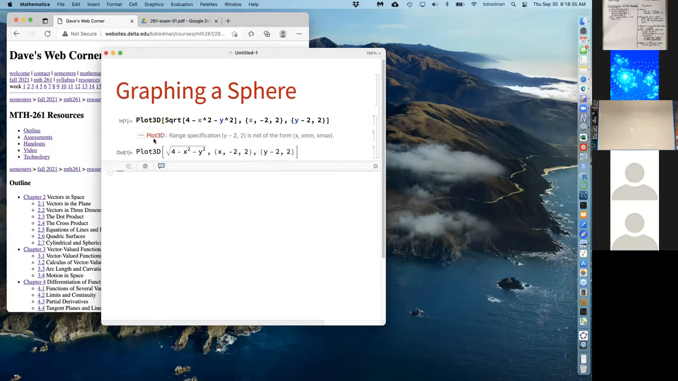Oh, okay, my first error. Range specification is not of the form, blah, blah, blah. Okay, what did I do? Well, it turns out that I left out a comma. Do you see how I specify the x and y ranges? I make them a list. x, beginning, minus 2, ending 2, and separated by commas. Anything in a curly brace in Mathematica is called a list. And list is one of the fundamental objects that Mathematica uses to organize information. So it was just telling me that my y list didn't make sense. And Mathematica says doesn't make sense by saying range specification is not of the form blank.